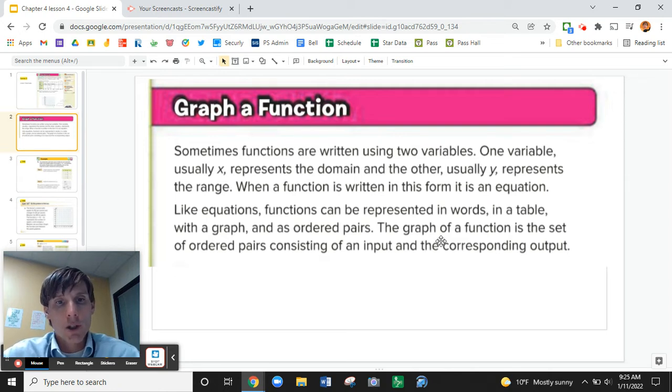All right, graphing a function. So sometimes functions are written using two variables, as we said. One variable is x, usually the domain, or sometimes we call that the independent variable. The other y, or f of x, and that's the range, and we'll often call that the dependent variable. And then when we write those functions, we can create those into equations. Like equations, functions can be represented in words, table, graph, and ordered pairs.